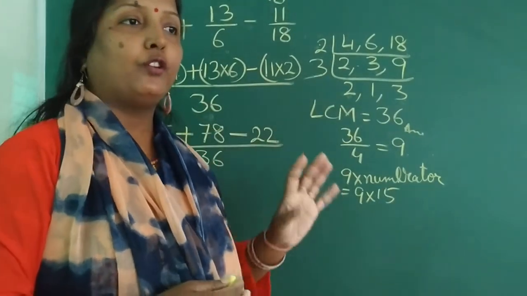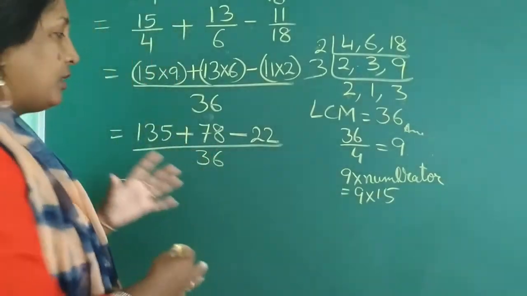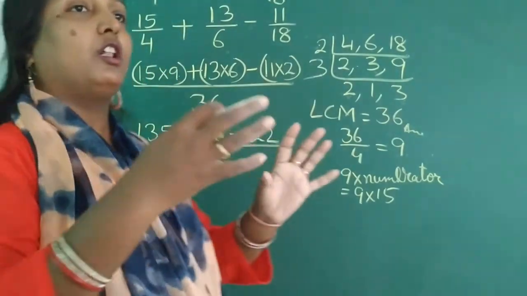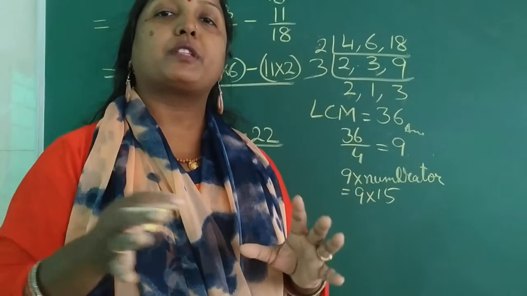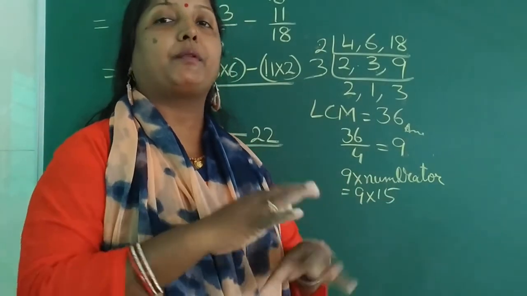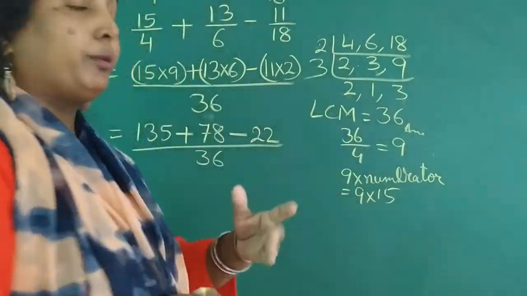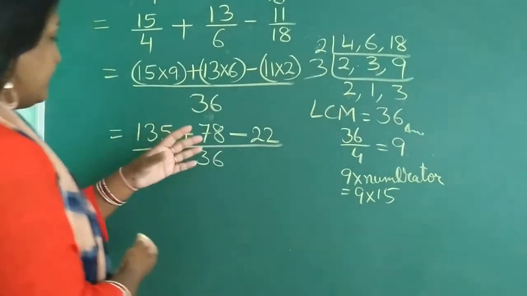Now you have to go for all similar signs. Add all the plus signs together. Add all the minus signs together, because you know same signs are to be added. And then subtract the two opposite signs. That would be the fastest way of doing this calculation.